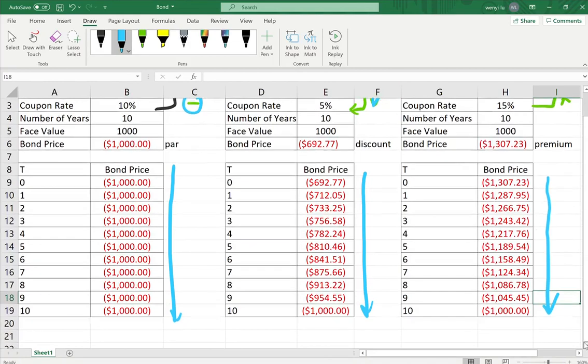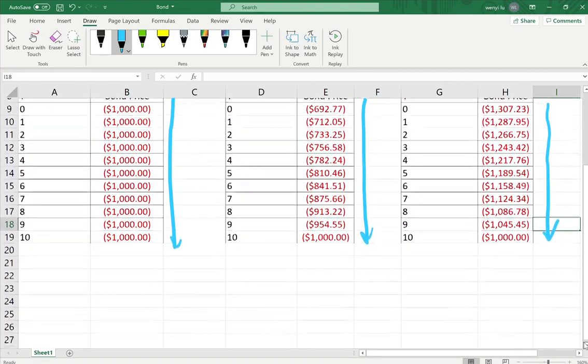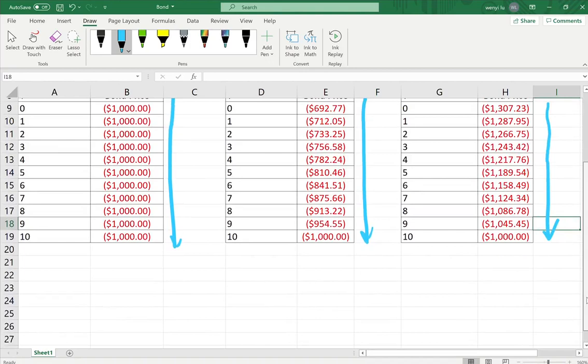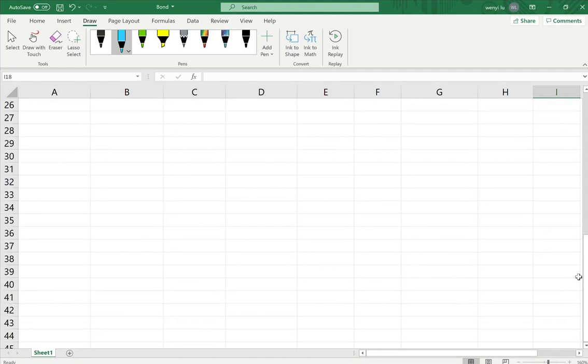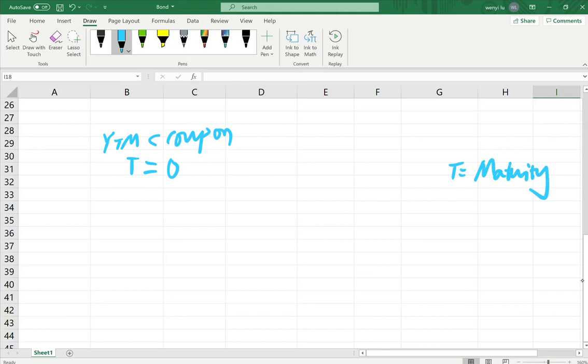For different situations, let's summarize these three price movements using the graph below. The first one is the yield to maturity less than the coupon rate. So this is time zero, and this is time on maturity.